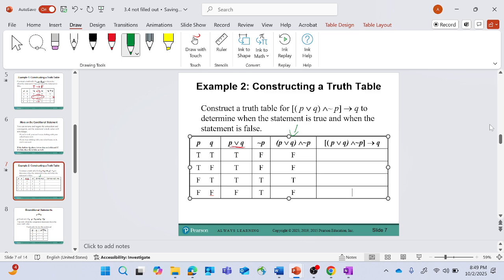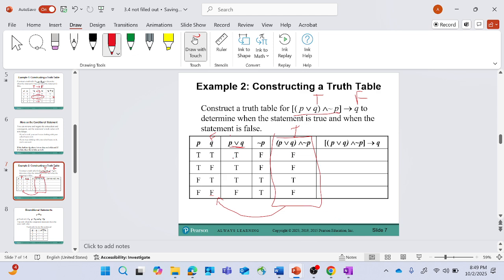So this last one, it's an implied statement, right? It's a conditional, it's the arrow. So if it's an arrow, what that means is that the only time this is false is when this whole thing is true and Q is false. So we're looking at this column and we're saying, when this goes to Q, when is this true and when is this false? That's when the statement's false.